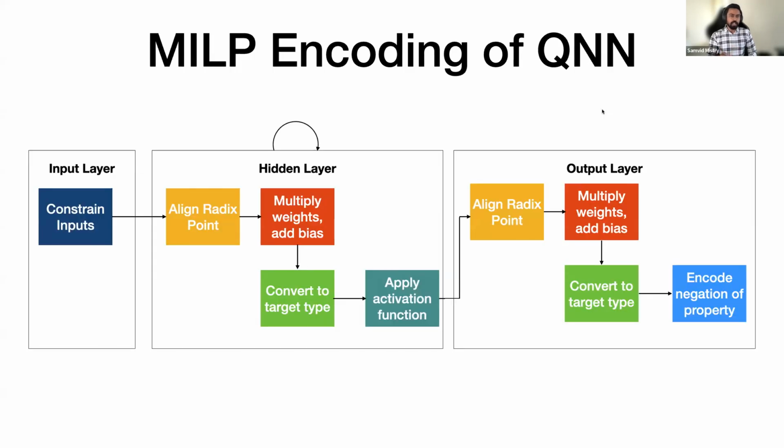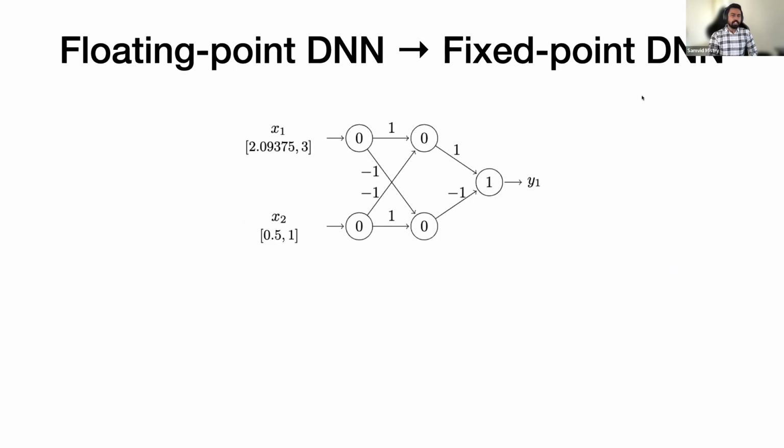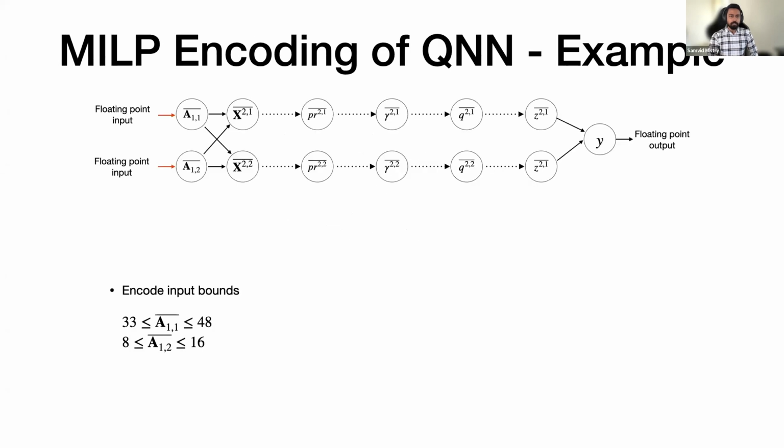Now, this is the procedure at a high level which we will follow to encode a quantized neural network into a mixed integer linear program. I'm going to show the stages for an example. Let's again take this neural network. I'm going to expand the intermediate layer to show the intermediate variables. So this is the whole procedure.